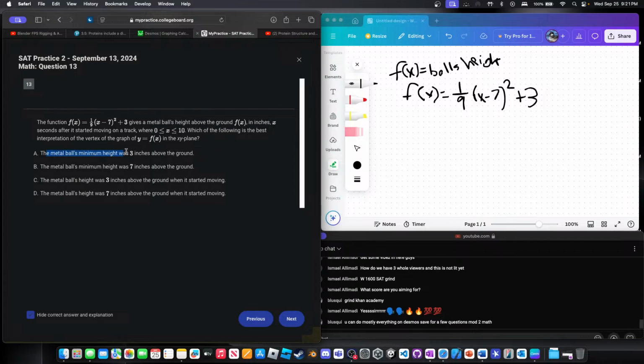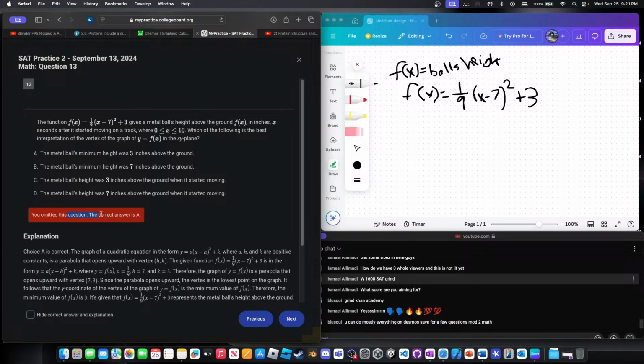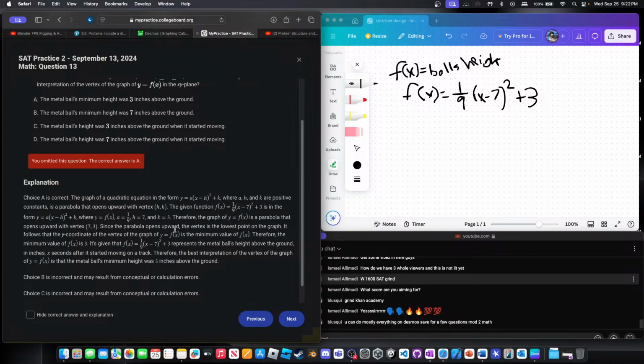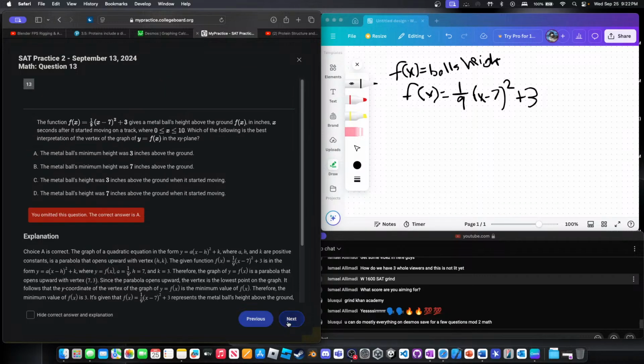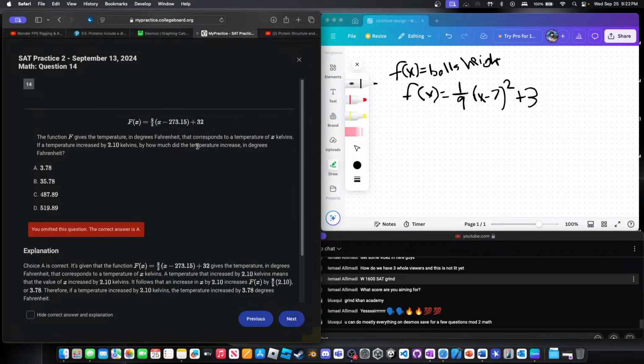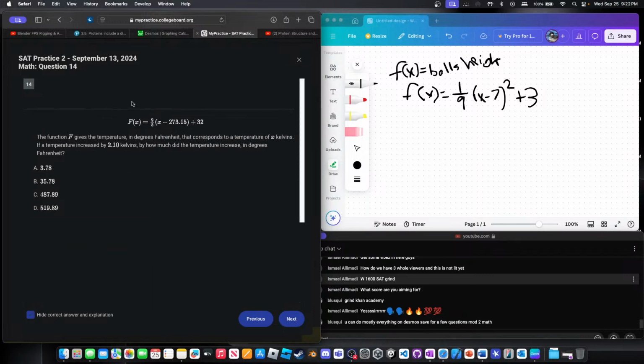I think this is A here. No, yeah, minimum height was, I think this is A. Yes, the answer choice is A. Okay, let's see how they did it. The form where f of x is equal to a times the quantity x minus h squared plus k, h is equal to 7 over 9, k is equal to 3. Therefore, the graph is a parabola that opens upward with the vertex 7 over 9, 3. Okay, well they just plugged it into a graph. So that's pretty much what I did too. So yeah, that's solved.